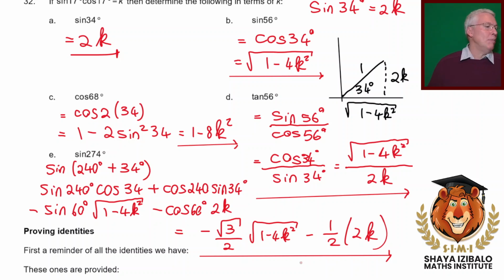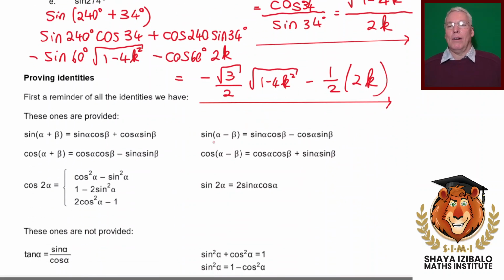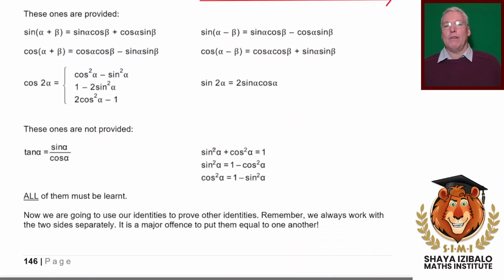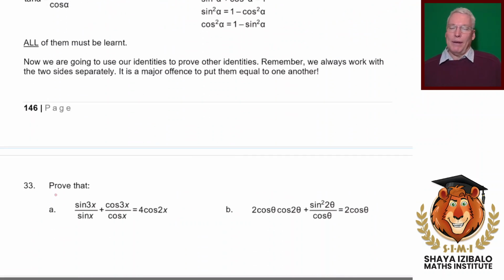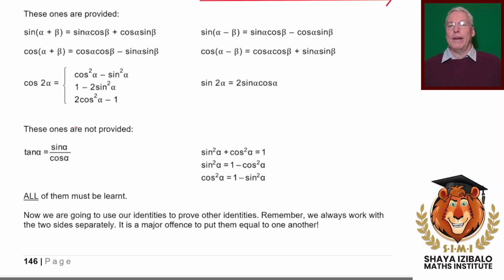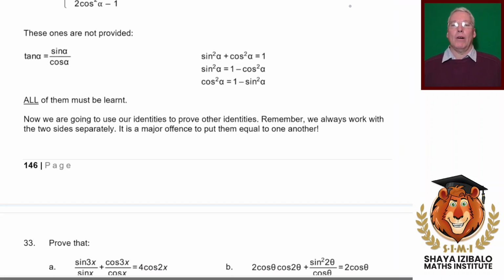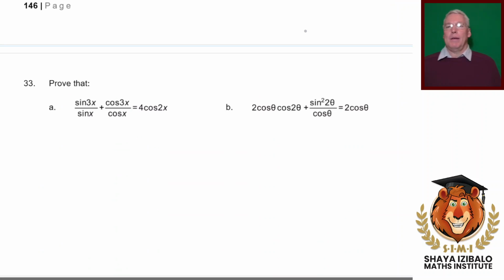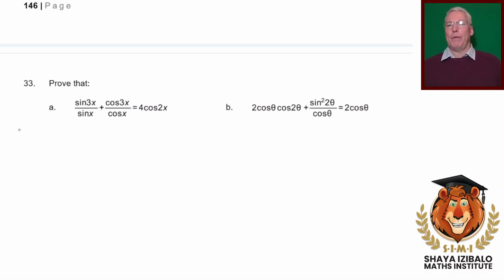Okay, next up, and what we're going to be busy with from now, is proving identities. Now we've proved some already, but now we've got a whole lot more identities to deal with. We've got all these identities, all of them must be learned. We're going to do a couple, and then we're going to ask you to try a couple on your own. Remember, the most important thing is we just work with one side at a time.